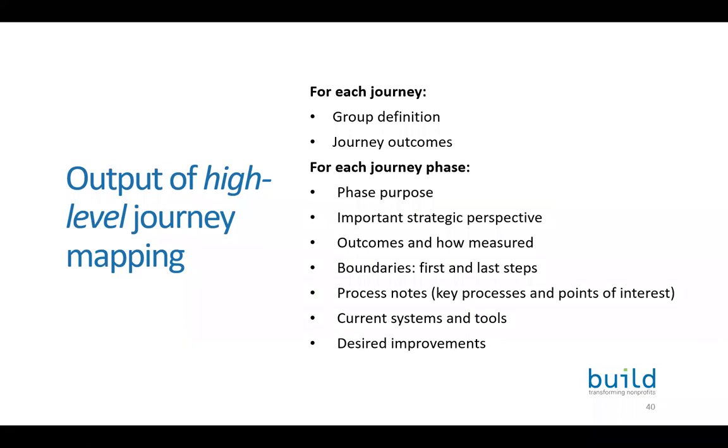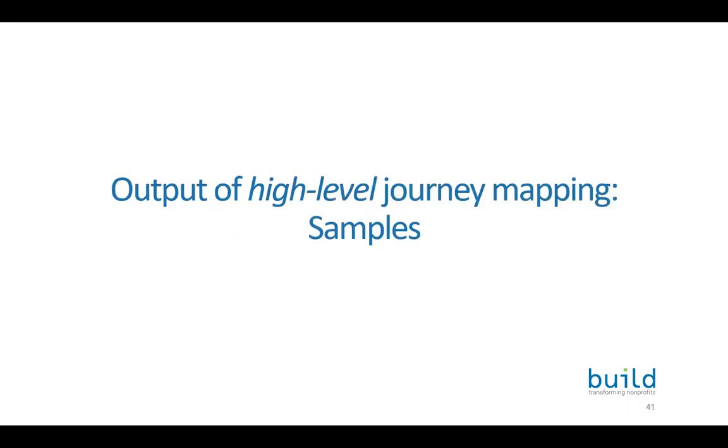We want to make sure that current systems and tools are documented, the systems and tools that are currently supporting the processes within the phase, as well as any desired improvements for the phase. You want to make sure that anything that you want to see that's critical for the future state is documented. So let's take a look at some output of high-level journey mapping in terms of some samples. This will help you get an idea of the kind of content and volume that we're looking for in this high-level journey mapping.